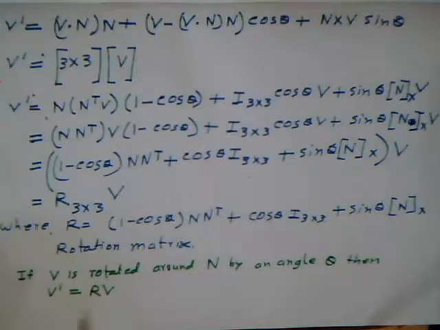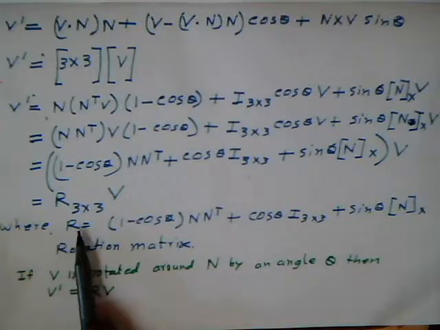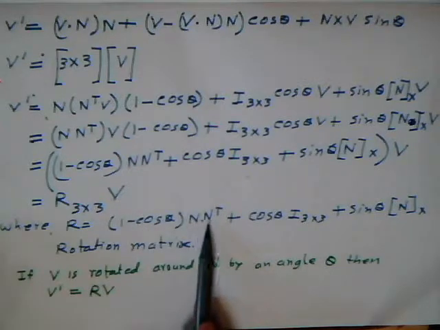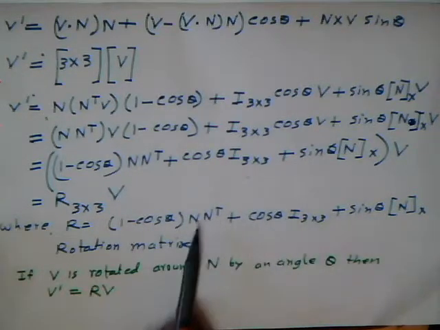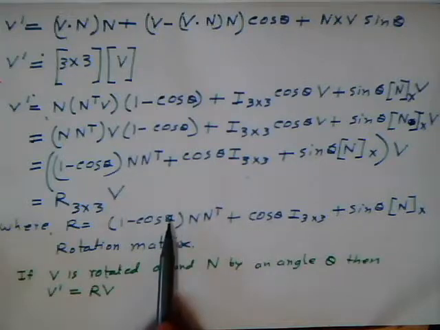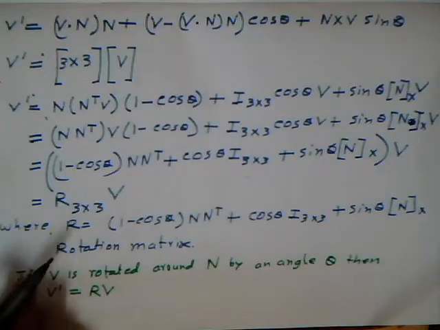Previously we have seen that if a vector v is rotated around an axis n, which is a unit norm or unit length vector, by an angle theta, then the new position of the rotated vector v prime is equal to R times v, where R is a 3 by 3 rotation matrix, which can be expressed by this formula in terms of the axis of rotation and the angle of rotation, n and theta respectively.